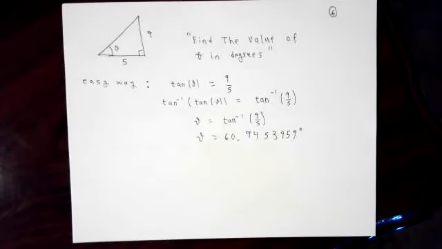So here's a problem. I have a right triangle. One of the angles, theta, has opposite side 9 and adjacent side 5, and I would actually like to figure out what the angle is.